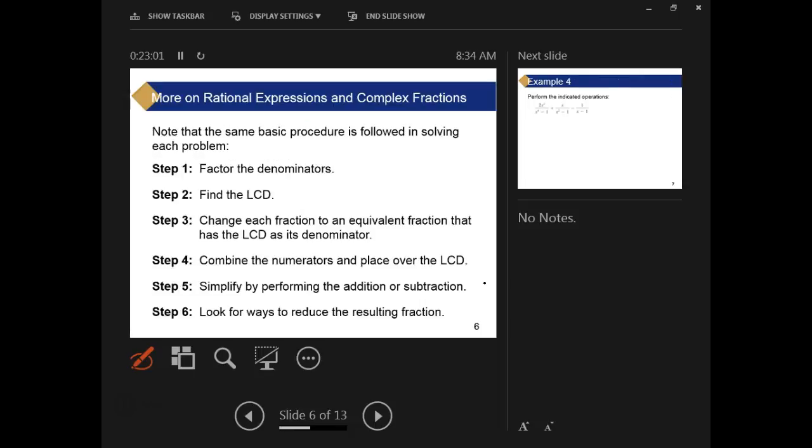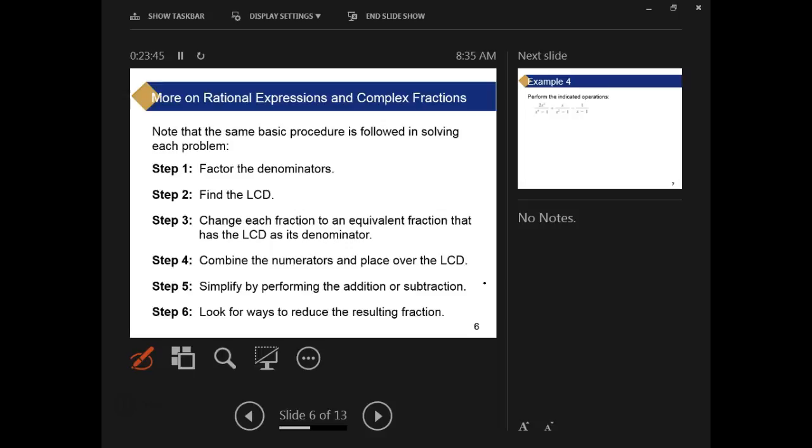Note that the same basic procedure is followed in solving each problem. Okay? Now this is adding and subtracting rational expressions. We've already been doing this, but this is just focusing on it. Factor the denominators. I kind of like to go and factor the numerators too if it looks like it might help. But definitely you got to factor the denominators. Then you find the least common denominator, which we've been doing. Okay? It's just our denominators so far have been pretty simple when we're adding and subtracting rational expressions. Now they're going to get a little more complicated.